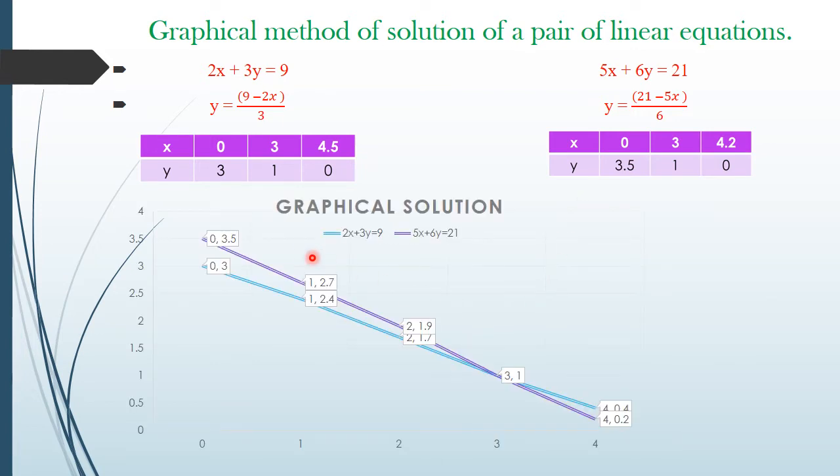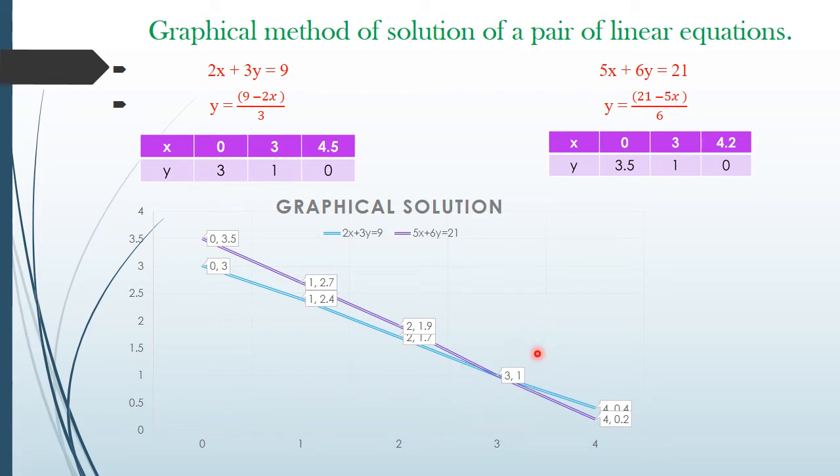When I plot the two equations on the graph, this sky blue line represents the equation 2x plus 3y is equal to 9, and the purple line represents the equation 5x plus 6y is equal to 21. The different points that we have obtained are represented on these two lines. You can see that both lines intersect at the point (3, 1).